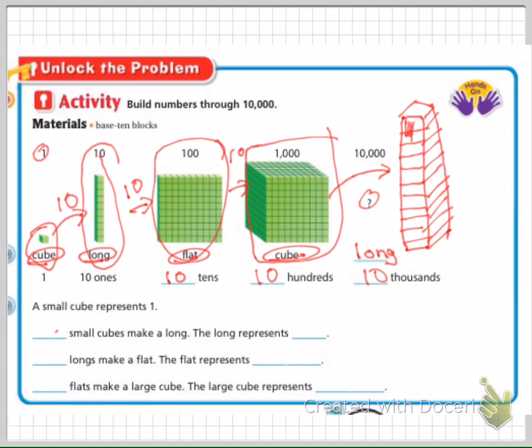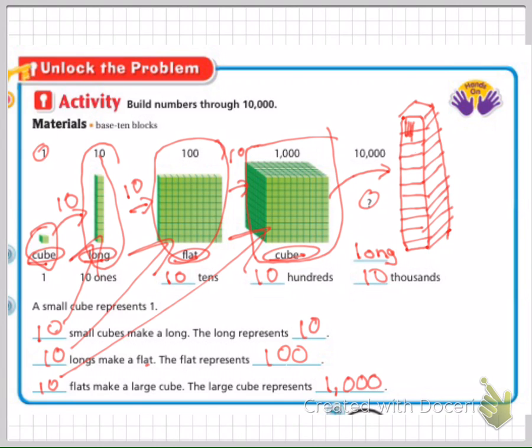A small cube represents 1. 10 small cubes make up a long, and a long represents 10. There it is right there. 10 longs make a flat, and a flat represents 100. 10 flats make a large cube. There's the large cube, and a large cube equals 1,000.